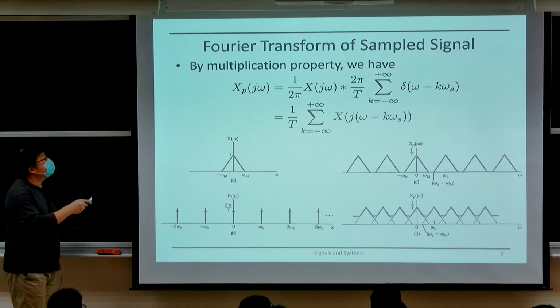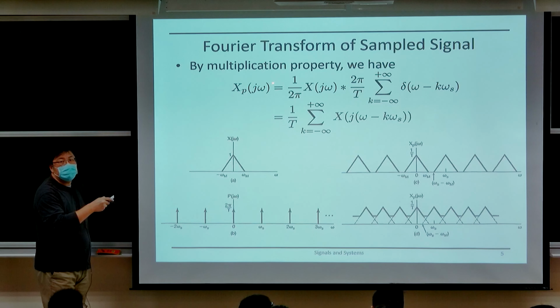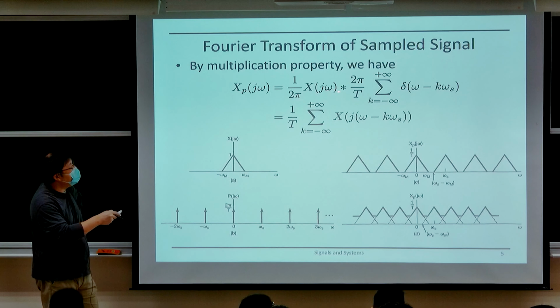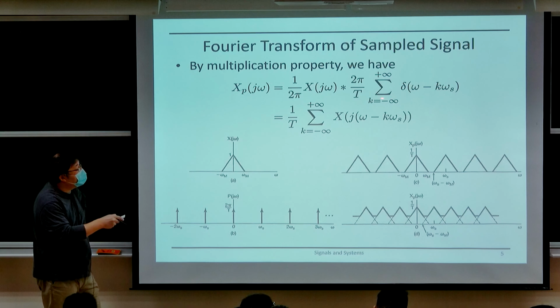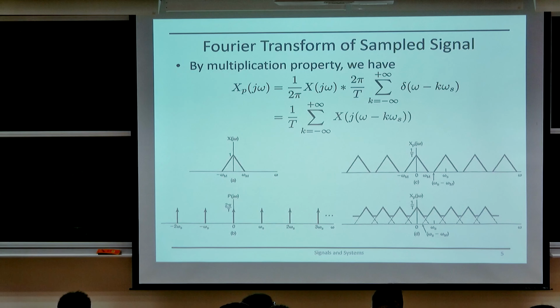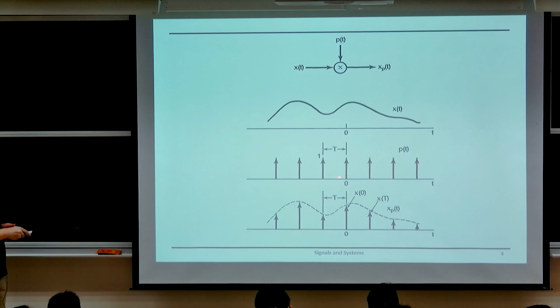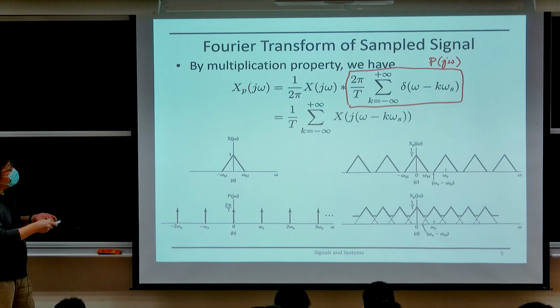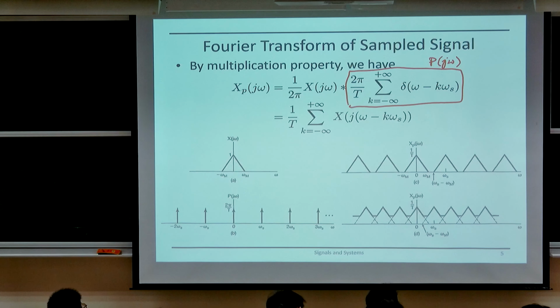Okay. So the Fourier transform of x of p will be equal to 1 over 2 pi, the Fourier transform of x, convolved with the Fourier transform of p, which is also an impulse train. Okay, so the Fourier transform of an impulse train is also an impulse train. So this thing here is the Fourier transform of p, and for an impulse train that is separated by capital T in the time domain, its Fourier transform is an impulse train separated by integer multiples of omega s, which is 2 pi over T.